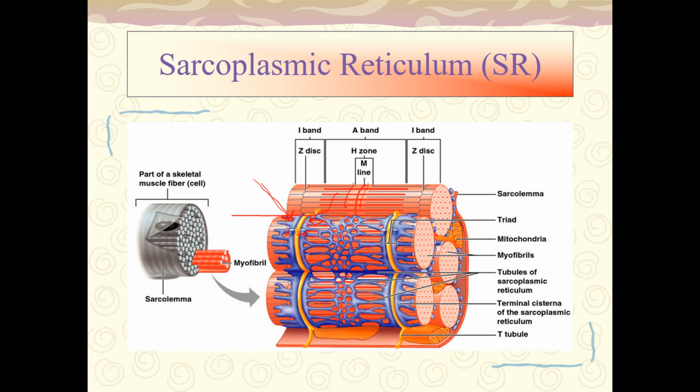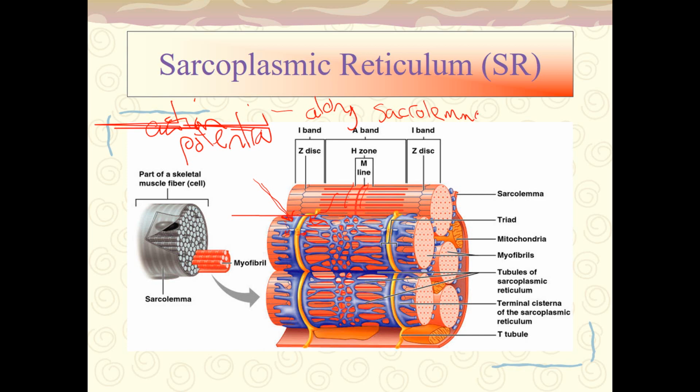Now we're going to continue our reverse engineering. What tells the paired terminal cisternae and the SR as a whole to release that calcium? And it is an action potential. So an action potential is the signal that tells the paired terminal cisternae to release the calcium. We're going to go over action potential in great detail, but for right now, all you need to know is that it is carried along the sarcolemma. It's carried along the plasma membrane.